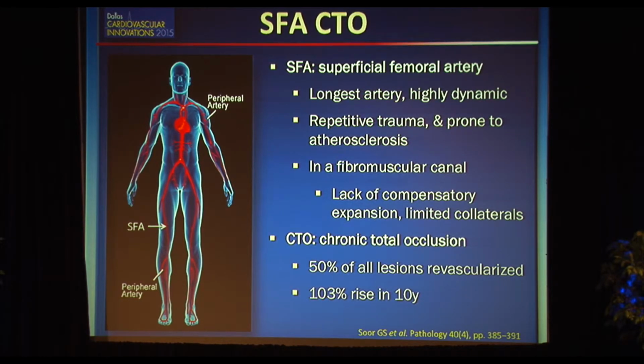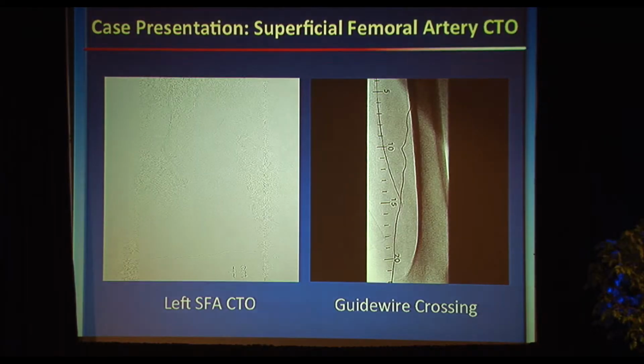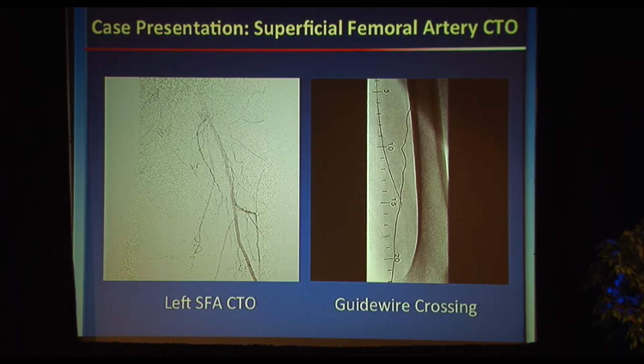So what is SFA? It's the superficial femoral artery, and as you can see, it runs, as indicated on the slide, along the area of your thigh and supplies a very important conduit artery to the lower extremities. There are a few important things that I want to share with you pathophysiologically. It's the largest artery, it's highly dynamic, it sits in a fibromuscular canal, so it cannot do the obvious compensation when plaque builds up within the vessels. Coronary vessels can expand and compensate for the plaque. Peripheral vessels, especially the SFA, cannot do that, and therefore it leads to a large number of total occlusions.